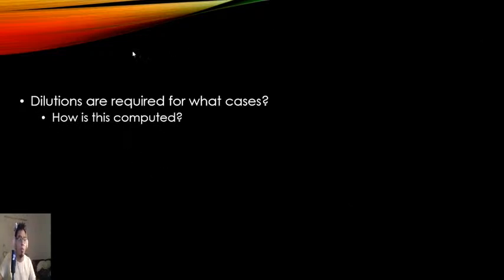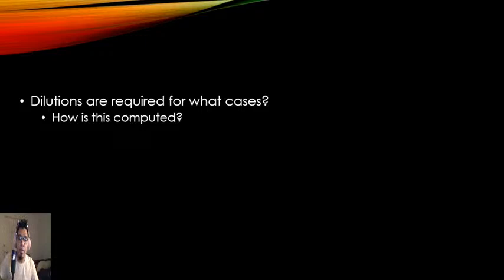Dilutions required. How is it computed? Dilutions are required for several cases. When there is a greater than 35% hematocrit, there is a correction computation for that one. So this might be asked in your exams.